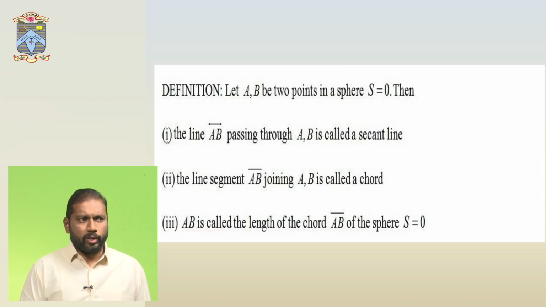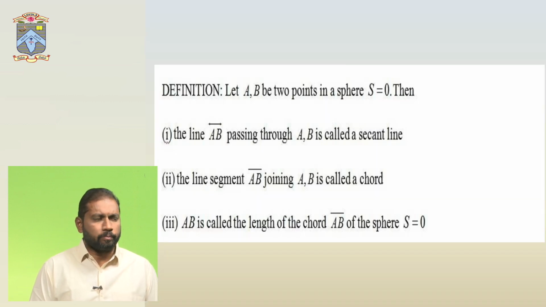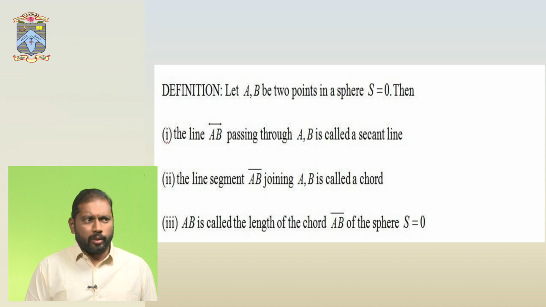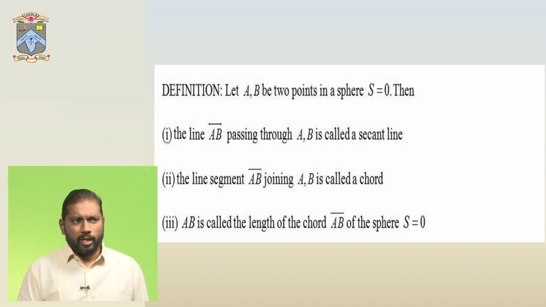Next, the definition of a chord and diameter. Let A, B be 2 points on a sphere, let the sphere be S = 0. Then the line AB passing through A, B is called a secant line, and the line segment AB joining A, B is called a chord. AB is called the length of the chord, represented by AB bar, of the sphere S = 0.